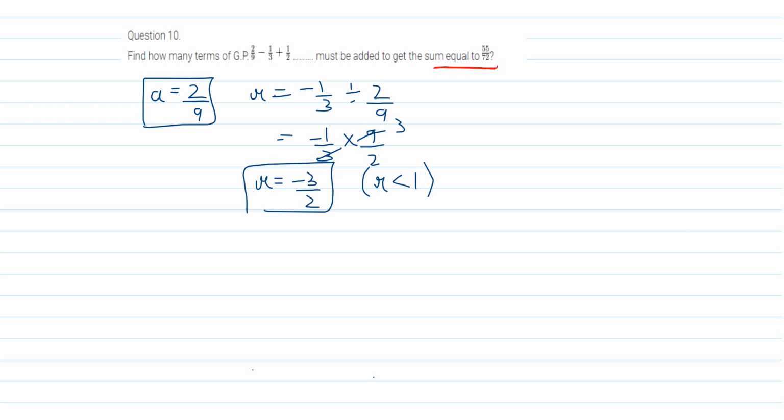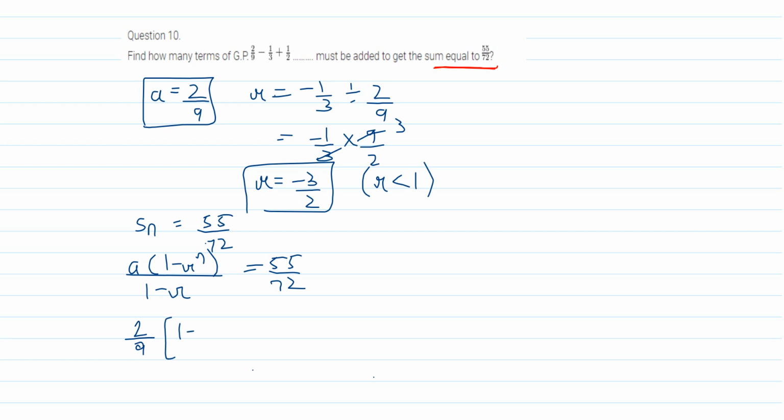So I know that Sn is equal to 55 by 72. Okay, so I'll be substituting this. So a into 1 minus r raised to n upon 1 minus r is equal to 55 by 72. So what is my a? 2 by 9. Into 1 minus, what is my r? Minus 3 upon 2 the whole raised to n, is equal to 55 upon 72, and in this denominator it will be minus, okay, 3 upon 2.